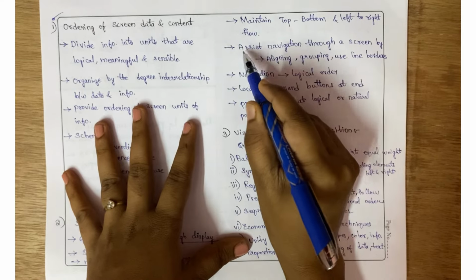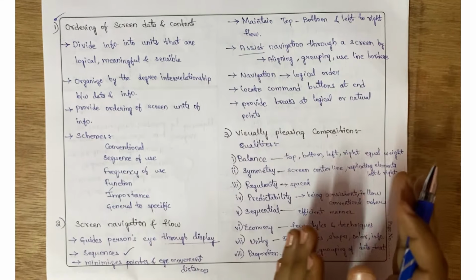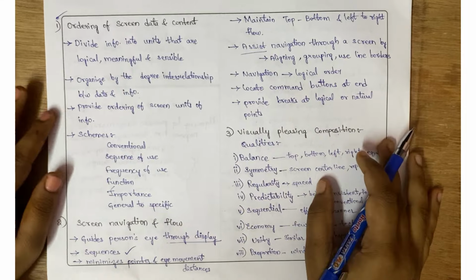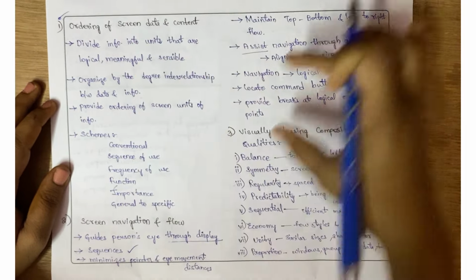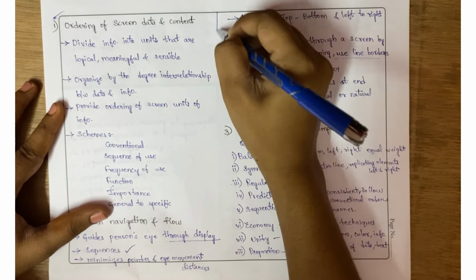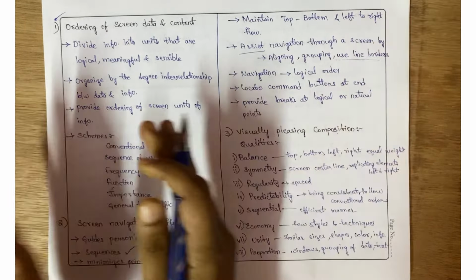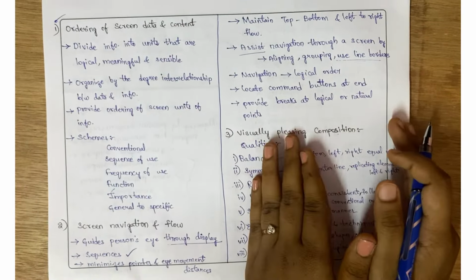It should also assist navigation through a screen by proper aligning, grouping and using line borders. Here I have grouped this as completely one part, and this as another part. If I use a line border here, now it is separated, right? Now you get clarity: this is one part, this is another part, like that.